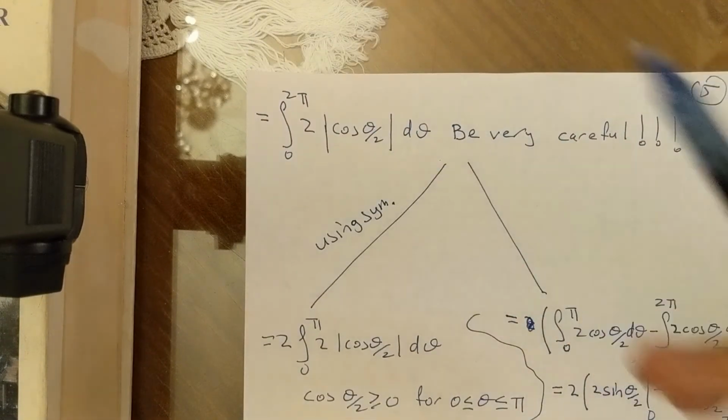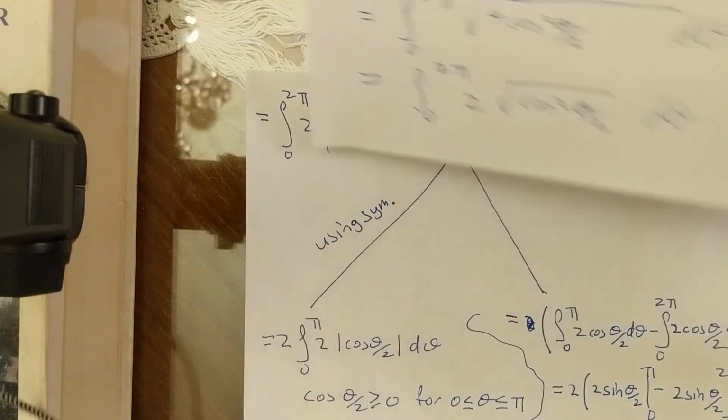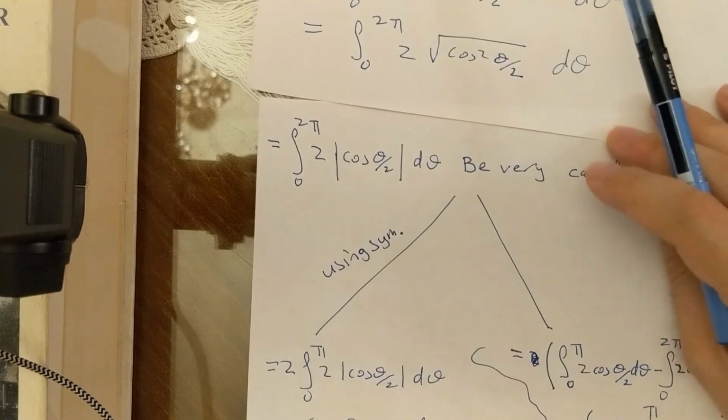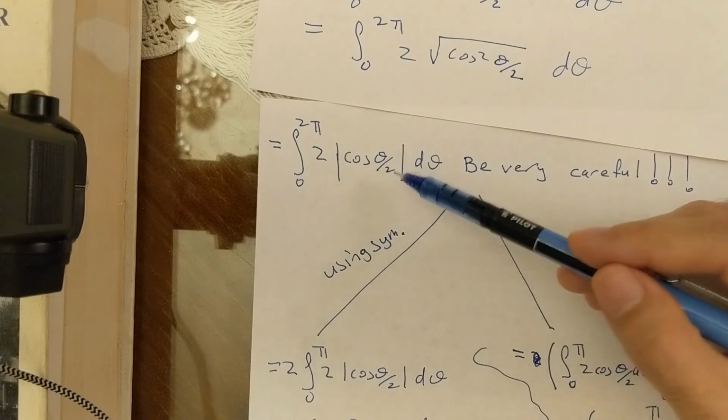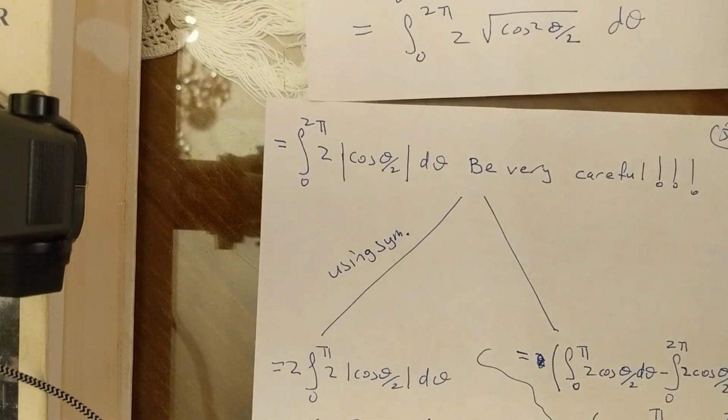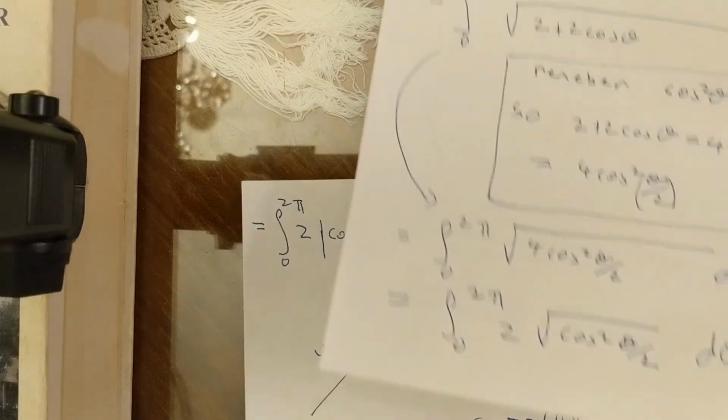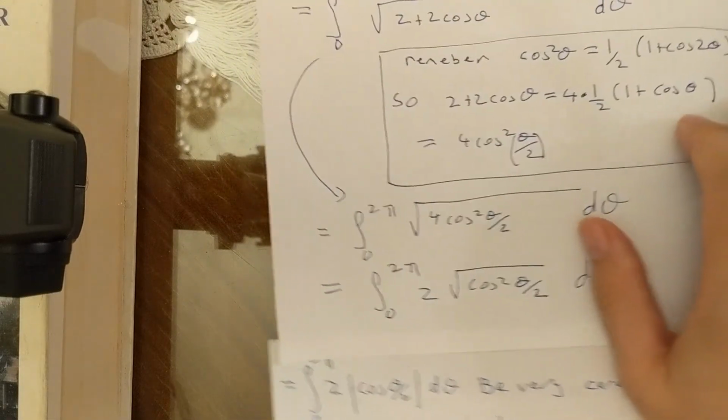clearing square roots. So we clear this square root. Cosine squared theta over 2, the square root of it is going to be the absolute value of cosine theta over 2, okay? Be very careful. Now, here I want to talk about being smart.